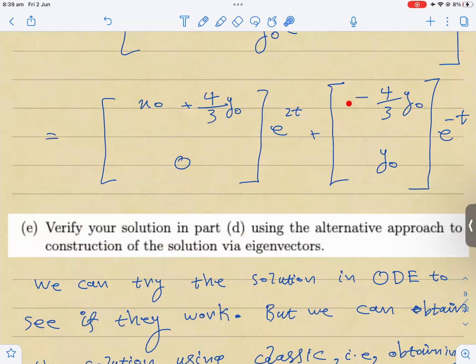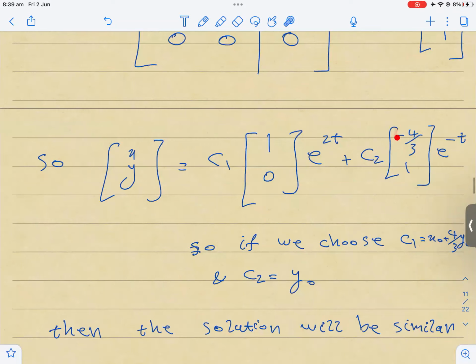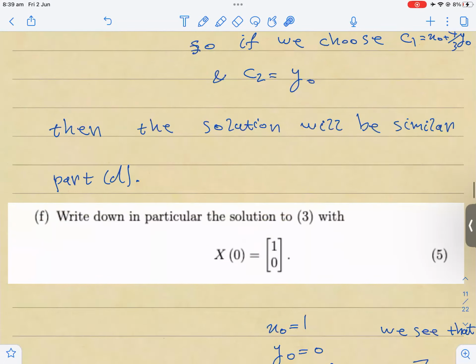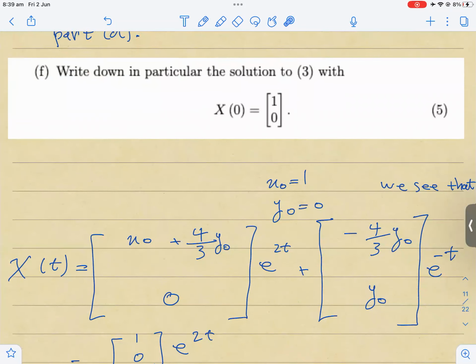So see, minus 4/3 and 1 here. So it looks like this, c2. This guy. So it means c2 should be y0. Anyway, see, this verifies that the previous method is right. If I have, instead of x(0), y(0), this means time equals 0, x0, y0. x0 is 1, y0 is 1.